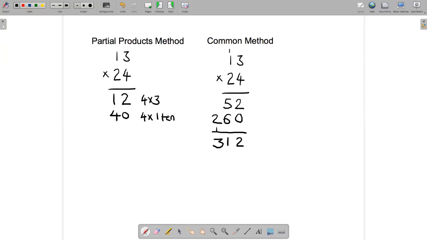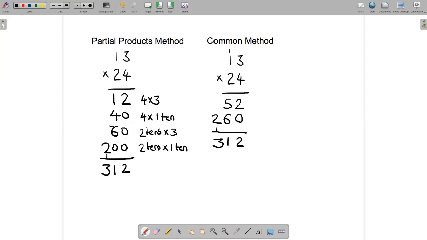And then next, we'll do 20, which is 2 tens, times 3. So 20 times 3 is 60. And then the last piece, we'll do 20 times 10. And we'll write 20 as 2 tens, and 10 as 10. And 20 times 10 is 200. And then final step, we'll add those 4 numbers together, and we'll get the same thing as we did before, because we're essentially doing the same thing.